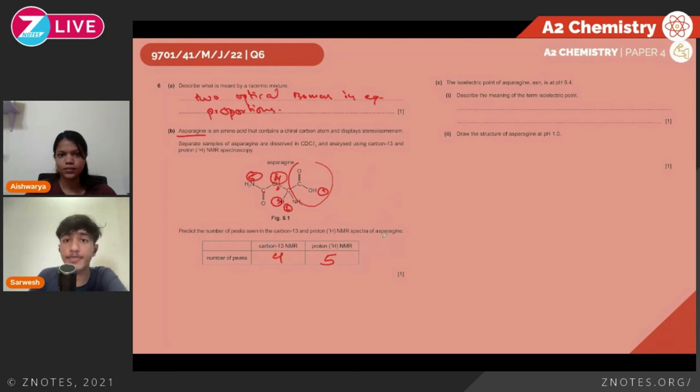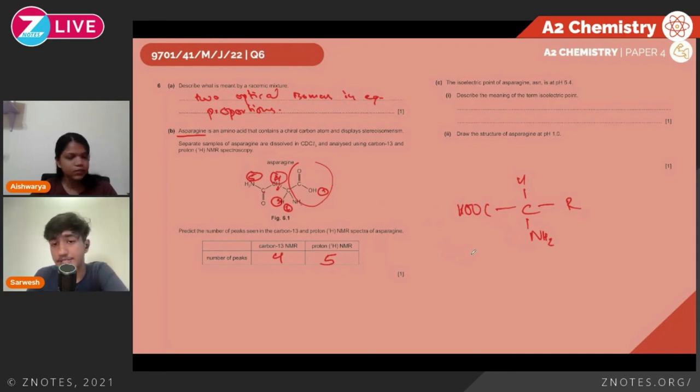Okay. The isoelectric point of asparagine is at 5.4. Describe the meaning of the term isoelectric point. So an amino acid has a base part and an acid part. So CRNH2HCOOH, this is a standard amino acid.